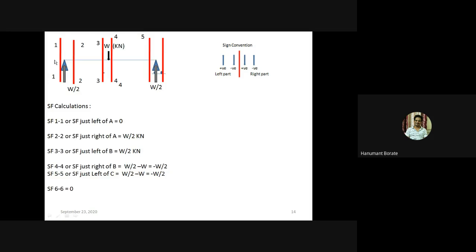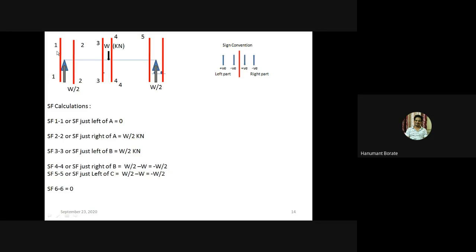But here on the given load diagram, there are only vertical loads acting, no UDL, no UVL, right? So here at this left end there is a vertical load, that is W by 2. So we need to take section just left of A, just left of B. Let this point be A, this point be B. Sorry, this point is B and this point is C. Okay, so SF at section 1 1, or we can say SF just left of A.